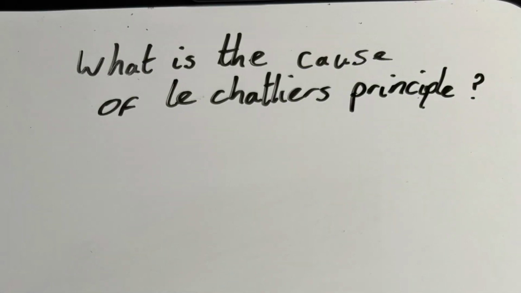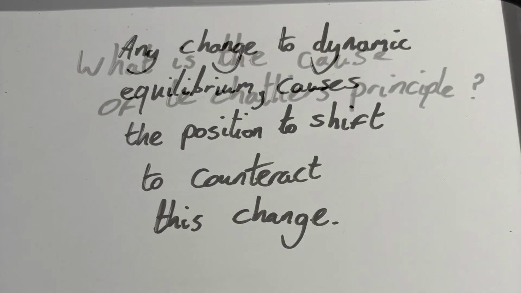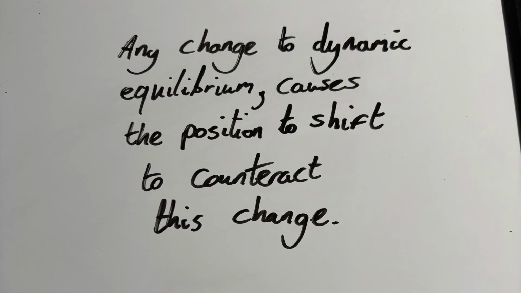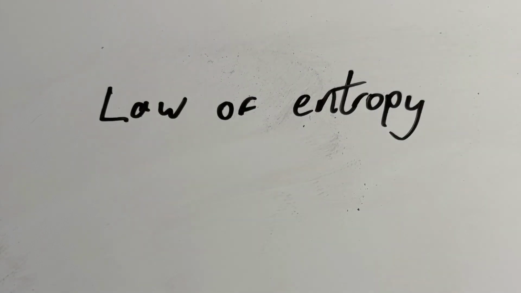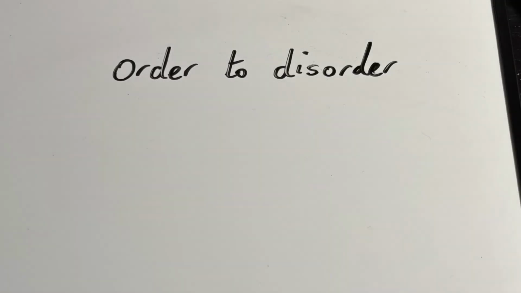So what is the cause of Le Chatelier's principle? Le Chatelier's principle, for those of you who don't know or have forgotten, is that any change to a dynamic equilibrium causes the position to shift to counteract the change. To answer this question, we're going to have to use the law of entropy. And this was new to me, so it might be new to you guys. And what that means is order will go to disorder.